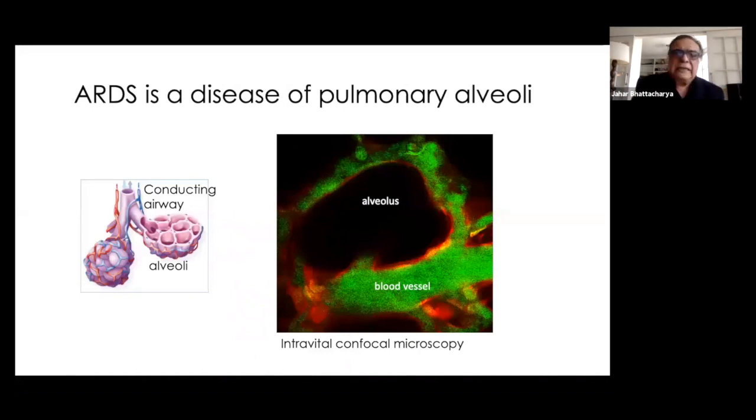So ARDS is a disease of the pulmonary alveoli. And this is the part of the lung where the gas exchange occurs. Alveoli comprise something like 95% of the epithelial surface area of the lung. And so when there's disease in the alveoli, it becomes very life-threatening. So in the case of this infection, the virus, coronavirus 2, is inhaled through the conducting airway of the lung and makes its way to the alveoli where the disease happens.